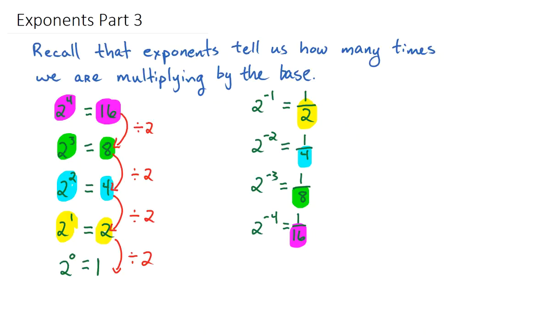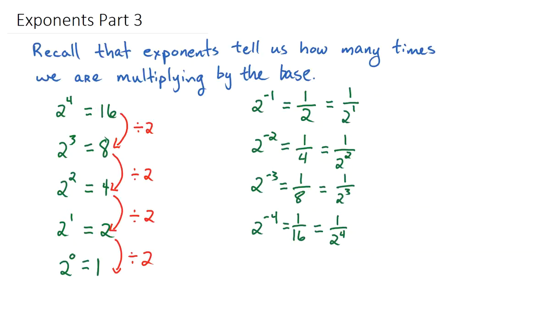So if I write all those in that way, that would give me 1 over 2 to the first, 1 over 2 squared, 1 over 2 to the third, and 1 over 2 to the fourth. And so, looking back to where we started, if we look at our denominators in these fractions, they're basically where we started, but now it has a positive exponent.